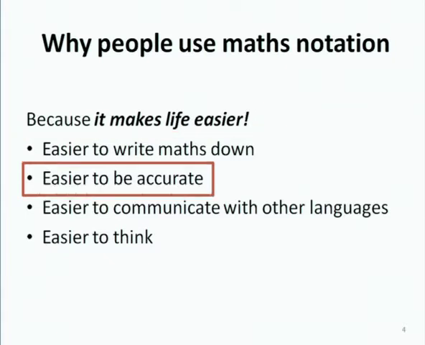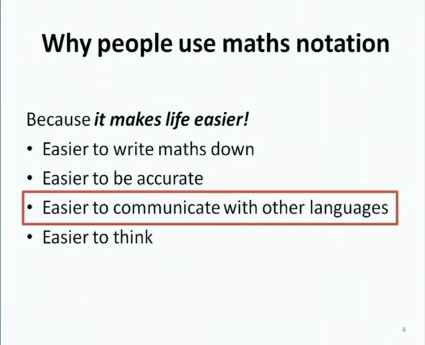It's easier to be accurate. English words, or words in any language, mean different things in different contexts. Maths notation always means, well, almost always means the same thing in certain contexts. Sometimes English words mean multiple things even in the same context, but maths notation always means the same thing in a particular context. So it's easier to be accurate about things if you've got maths notation to do it with.